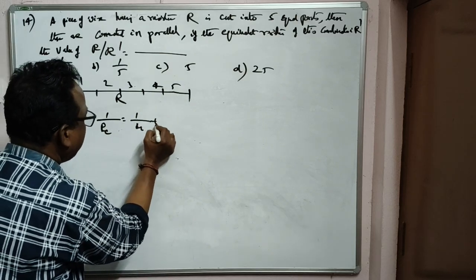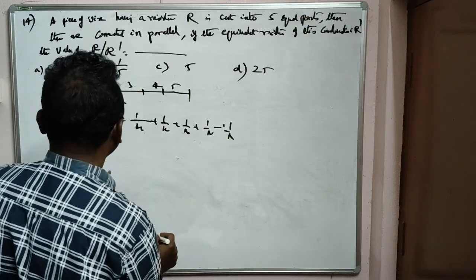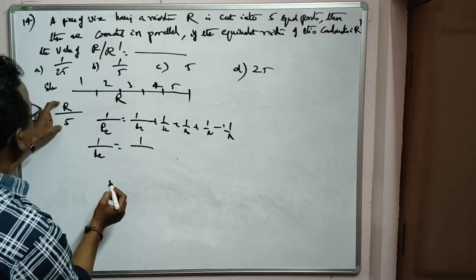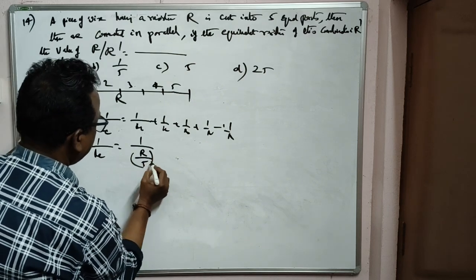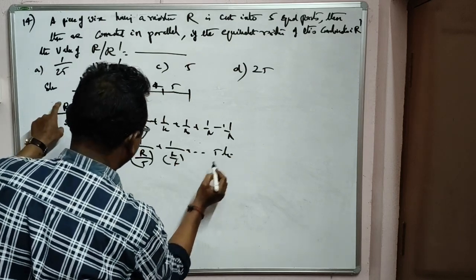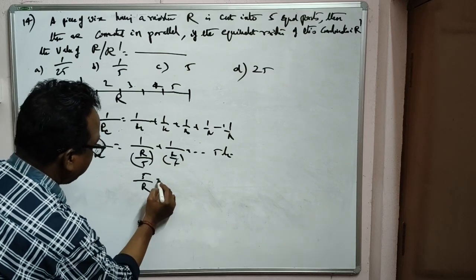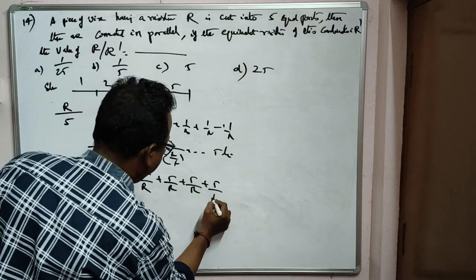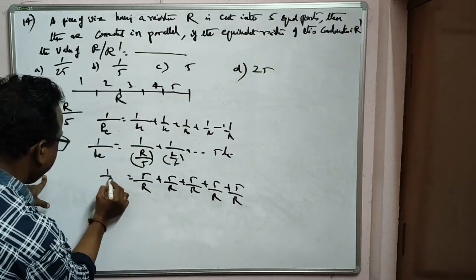So what is the effective resistance in parallel? 1 by R1 plus 1 by R2, 1 by R3, R4, R5. So 1 by RE means 1 by R1. What is the first resistance? R by 5. Plus 1 by R by 5. How many times? 5 times. So 1 by R by 5 means how much? 5 by R. Plus 5 by R. Plus 5 by R. Plus 5 by R. 3, 4, plus 5 by R. This is equal to 1 by RE.